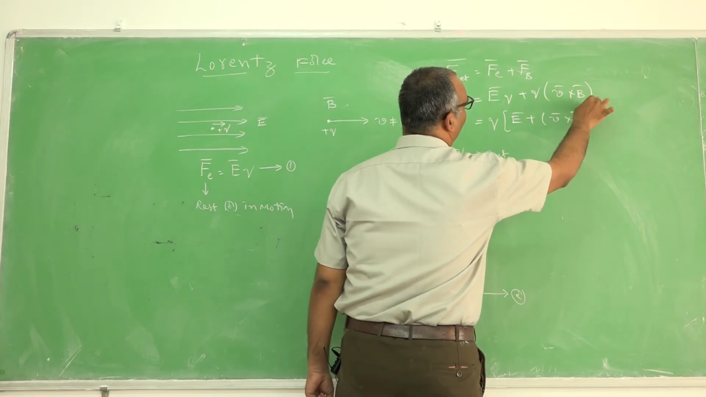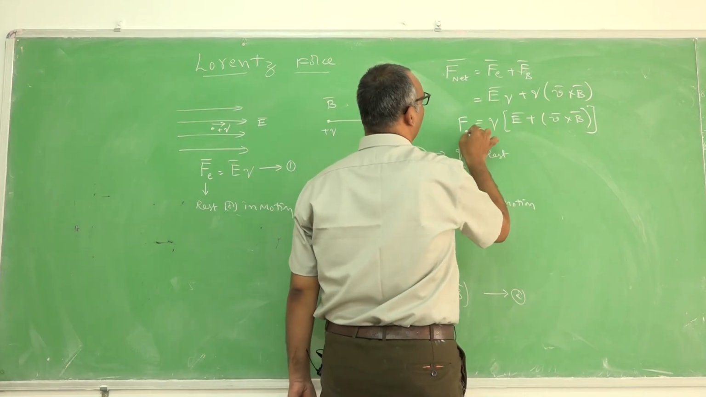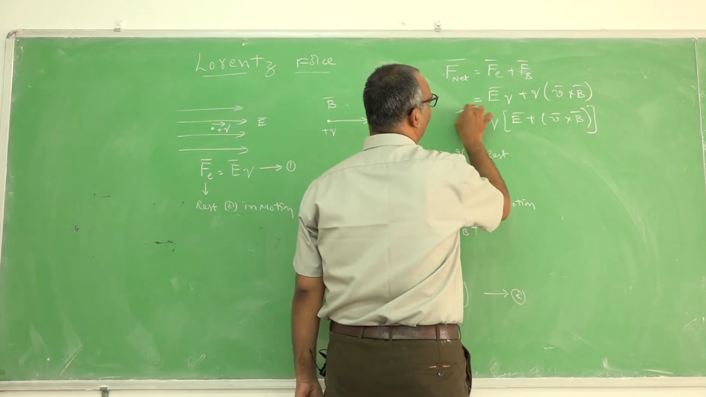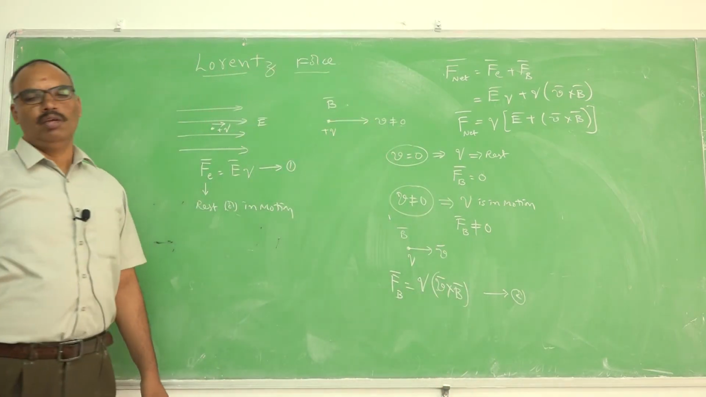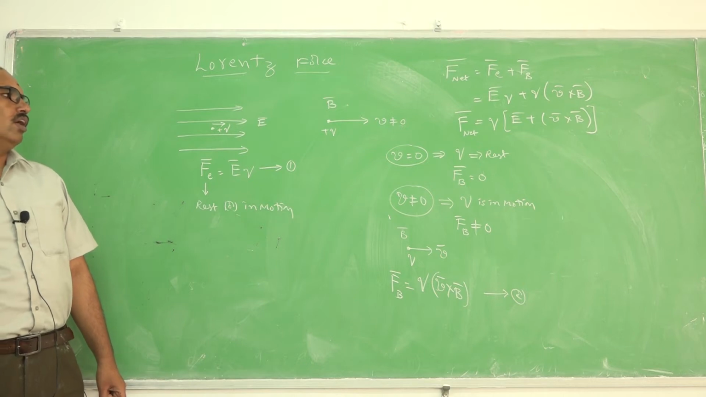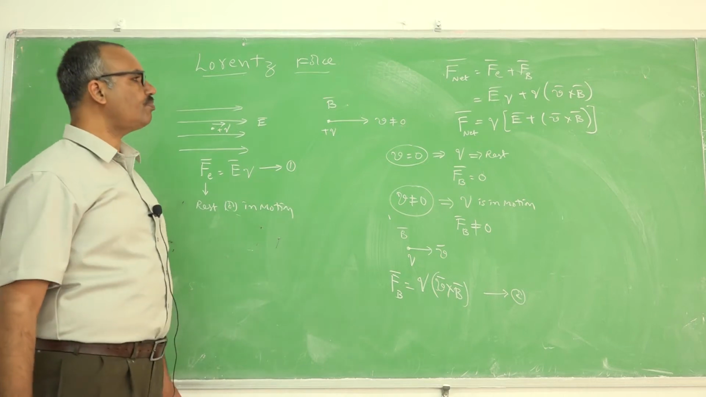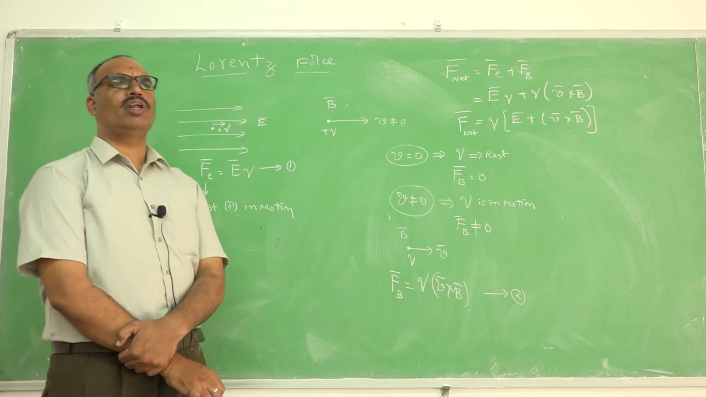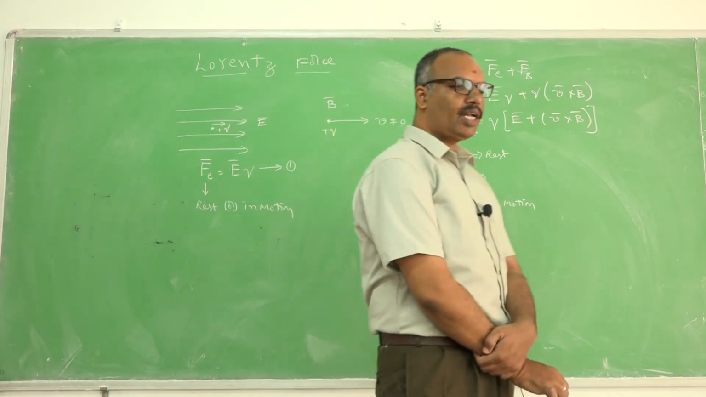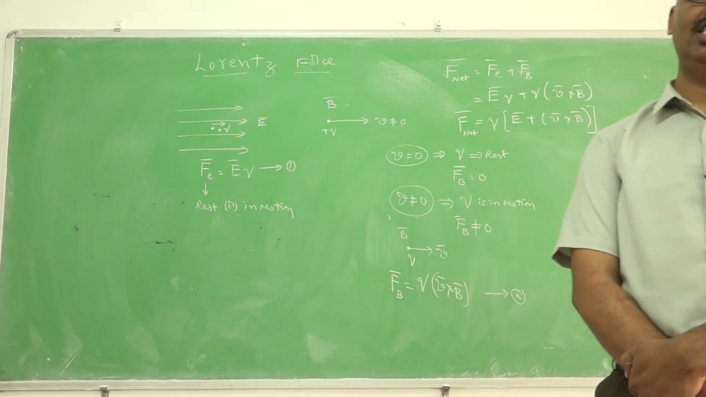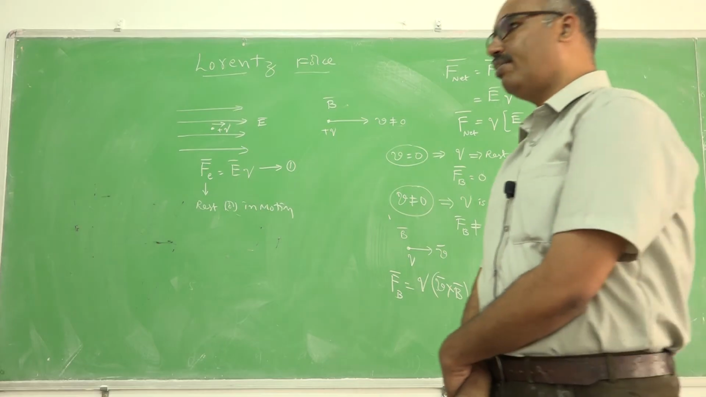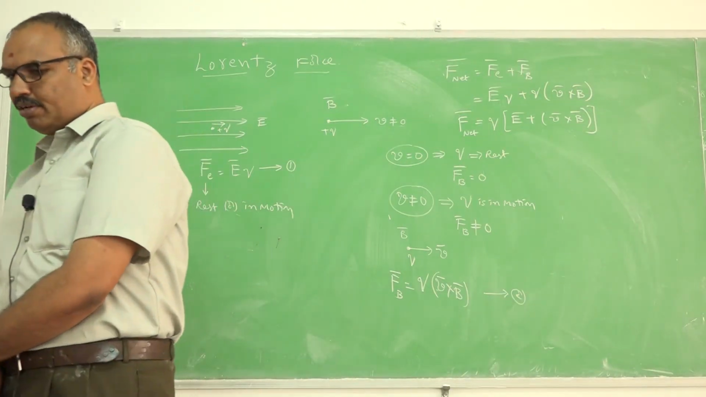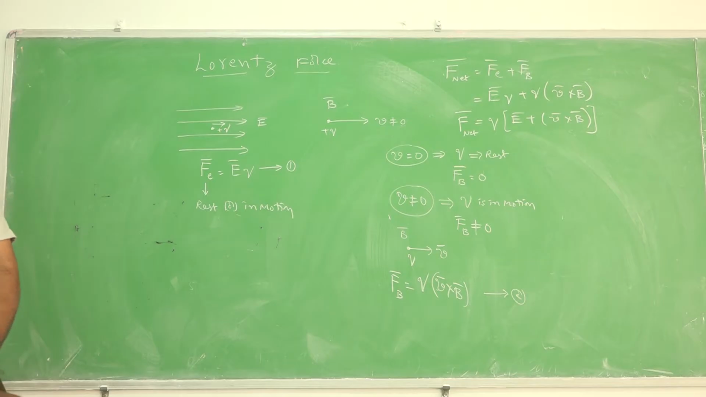This force, the net force, is called Lorentz force. Very, very important definition, which is useful for learning so many concepts. Once again, what is Lorentz force? Whenever a charged particle is kept simultaneously in an electric field as well as a magnetic field, it experiences force due to the electric field as well as the magnetic field. The net force experienced by the charged particle is called Lorentz force.